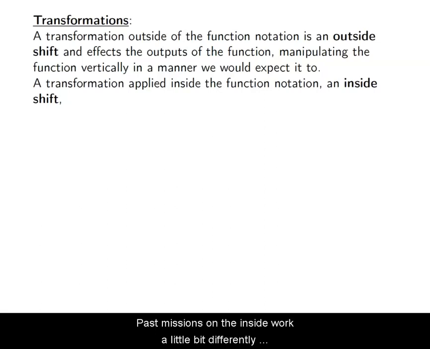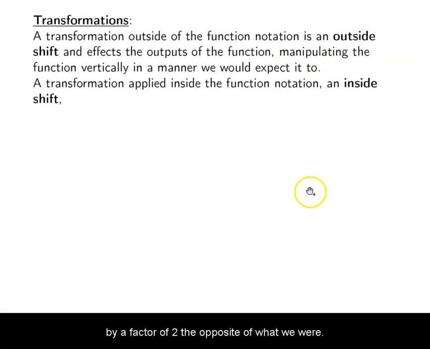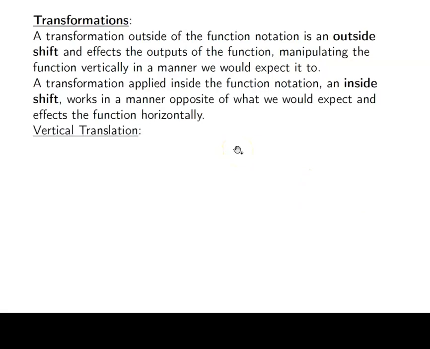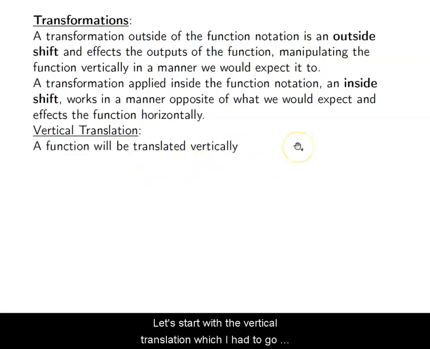So transformations on the inside work a little bit differently, right? So like if I want to stretch things or compress things, you would think that if I had 2 times x, that means that everything would be stretched out by 2. But actually what it does is it shrinks it and compresses it by a factor of 2. The opposite of what we would think would happen, okay? So outside shifts affect things vertically, directly to the outputs. The inside shifts affect horizontal transformations, things that happen on the inside, the inputs of our function, okay? So let's start with the vertical translation, which I anecdotally relayed to you just a second ago.